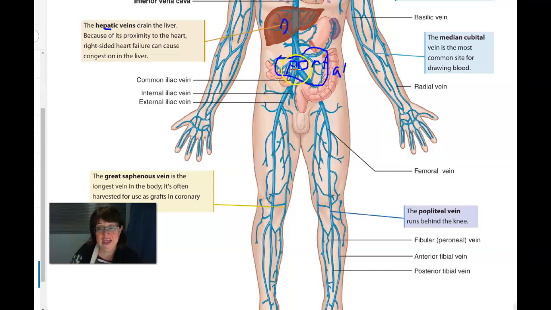Then the inferior vena cava splits about the ilium. Remember, the ilium is the top bone of your hip. It splits into the common iliac, and then outside is external, inside is internal. Once it gets to the femur, it's the femoral. Then you have the popliteal, which goes behind the knee, the fibular, which goes over the fibula, and then the main ones are the anterior tibial and posterior tibial.